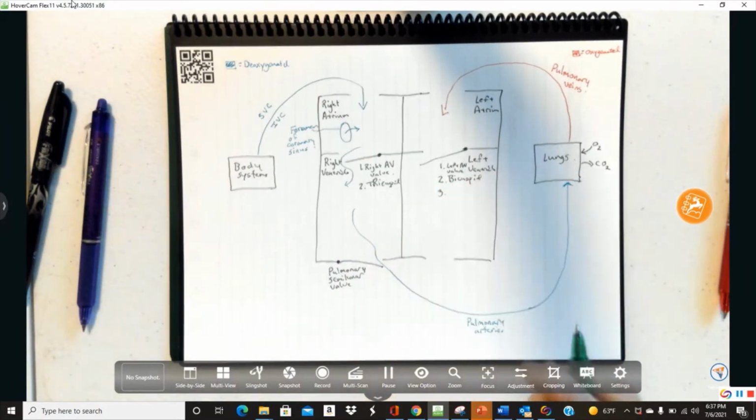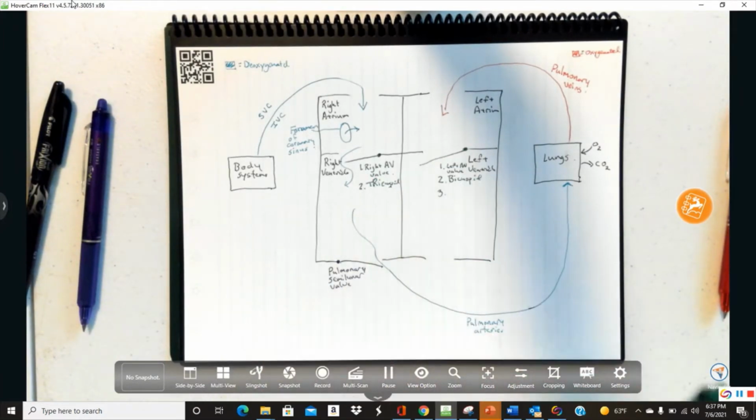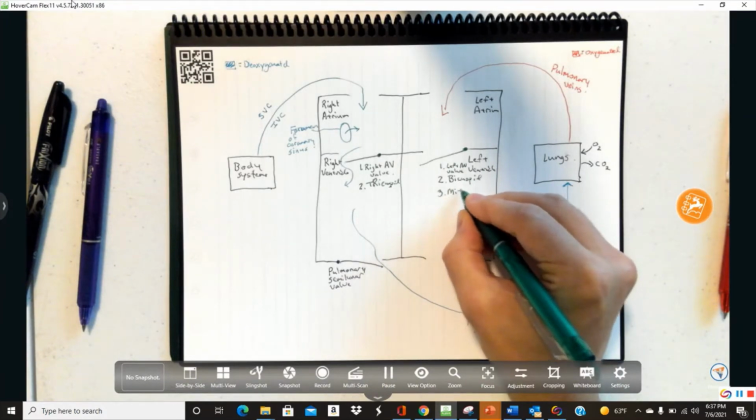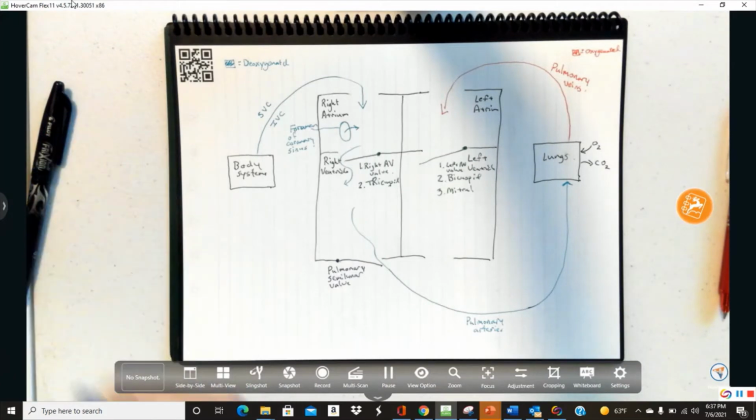Bicuspid. I oftentimes say you should try before you buy. We also call this the mitral valve. Now, if you are in my classes, there's something that you should be aware of by now. If there's alternate names, you need to know them.